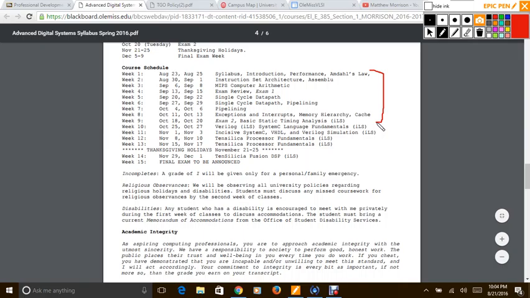Then exam one on the 15th here, single cycle data path, multi-cycle data path, pipelining, exceptions and interrupts, memory hierarchy, and memory cache. After this, it's all internet learning services tools.